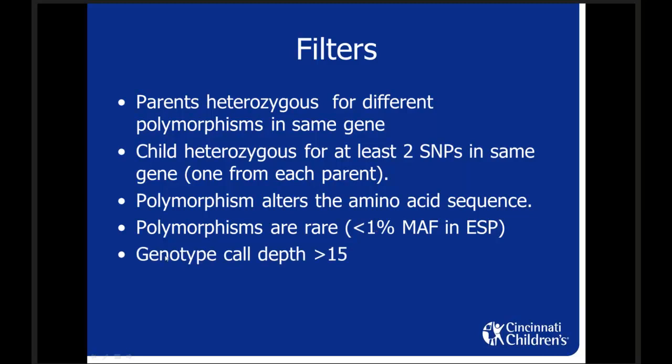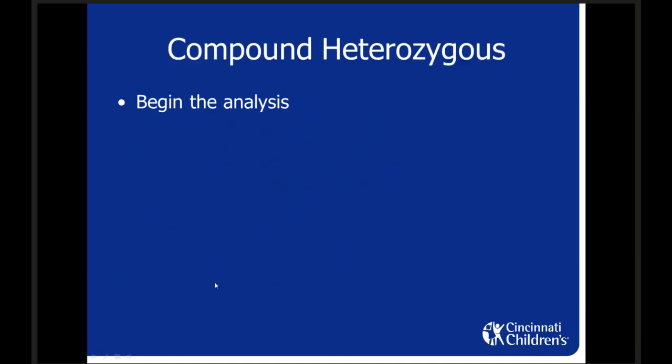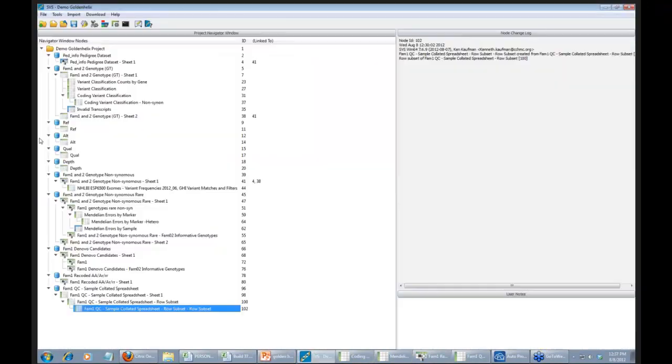And then we're going to also use the same type of quality measurements in that the genotype call depth has to be greater than 15. The genotype quality score is greater than 20. We're also going to apply a requirement that the heterozygous alt allele has to be greater than 10. These are basically the same measurements I used for the de novo SNPs. So let's go through and do that. Okay, so we've already done some of the filtering. We've already identified which SNPs have the potential to change the amino acid sequence and which ones are rare.